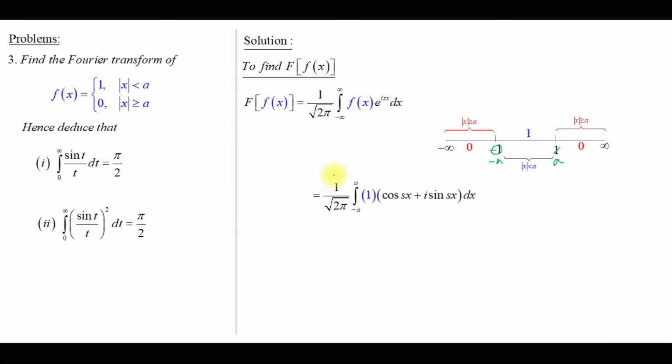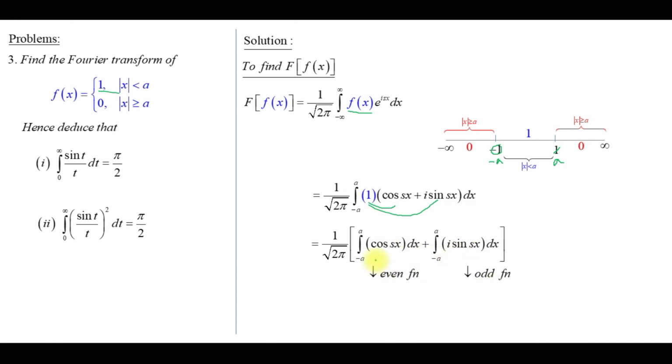So thus 1 divided by square root of 2 pi, integration from minus a to plus a. In minus a to plus a, f of x equals what? 1. So 1 into e power isx equals cos sx plus i sin sx, into dx. Next, this into this and this into this is equal to the integral from minus a to plus a of cos sx dx plus the integral from minus a to plus a of i sin sx dx. So this is an even function, this is an odd function. For the even function, minus a to plus a can be written as 2 times 0 to a. For the odd function, this value equals 0.